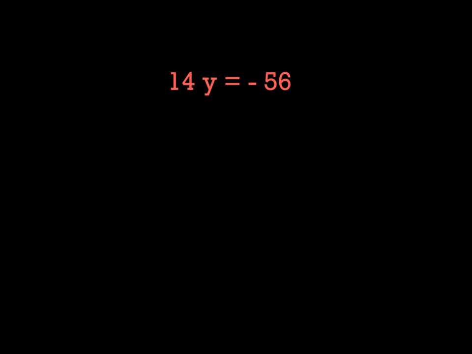All right, so the next equation we have is 14y equals negative 56, and we're solving for y here. So remember that a number directly next to a variable with nothing between it means multiplication. So this is saying 14 times some number equals negative 56. So to cancel out that multiplication, we're going to divide. So I'm going to divide both sides by 14.